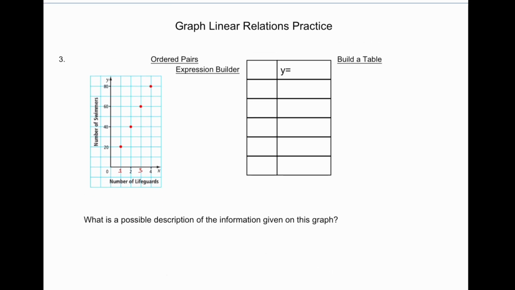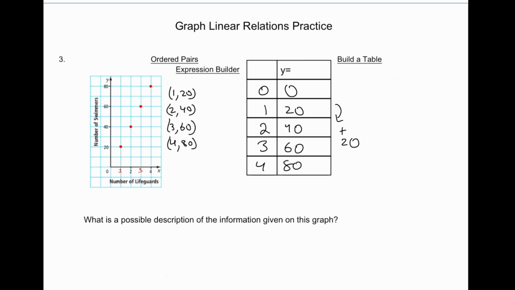So here's one. We've got a graph. It's plotted. We can put the ordered pairs. We can figure out the table. So first I'm going to write down the ordered pairs. All right, there's my ordered pairs. I'm going to put them into the table. Remember, I need the 0 row. Using the expression builder, I know that this is, now I went from a graph to ordered pairs to a table, used the expression builder, and found my expression. Now I can answer the questions.